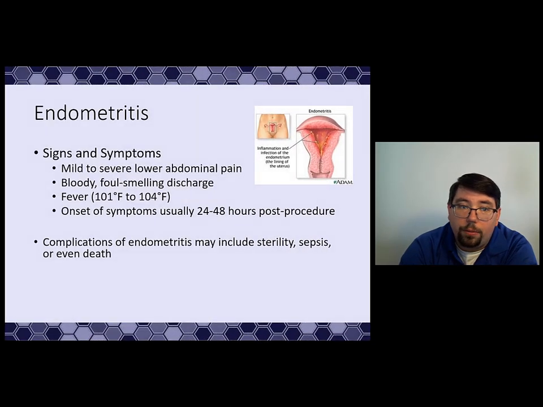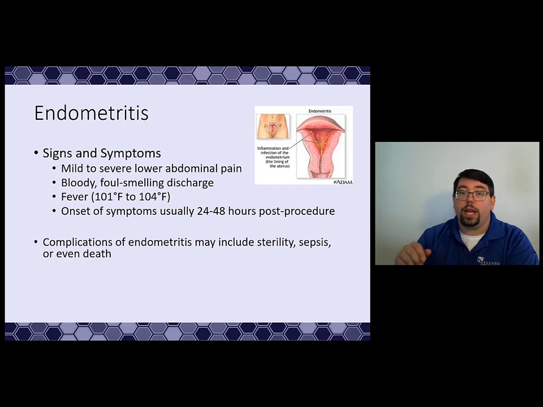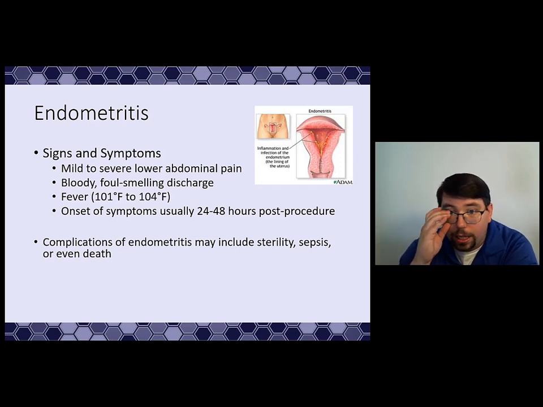Now, with this, we're dealing with mild to severe lower abdominal pain. We're going to have a bloody, foul-smelling discharge, typically a significant fever for an adult of 101 to 104 degrees Fahrenheit, and then typically we're going to see the onset of symptoms within 24 to 48 hours post-procedure. So something in the procedure went awry. There was tissue left behind. There was some type of infectious agent that was introduced, something along those lines. Complications may include sterility, or they won't be able to have children anymore, sepsis in severe cases, or even death.